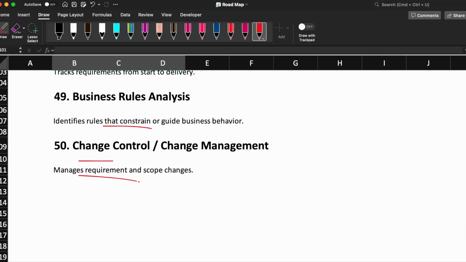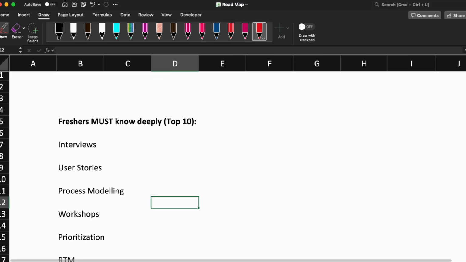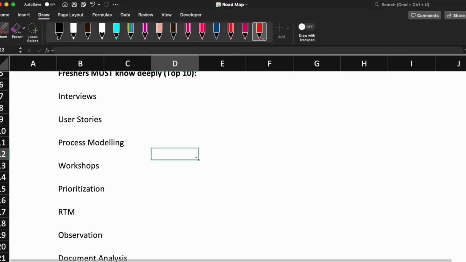So you don't need to practice or learn everything here. Start with these 10 and you are good to go. The rest, you can learn in the project. Okay.